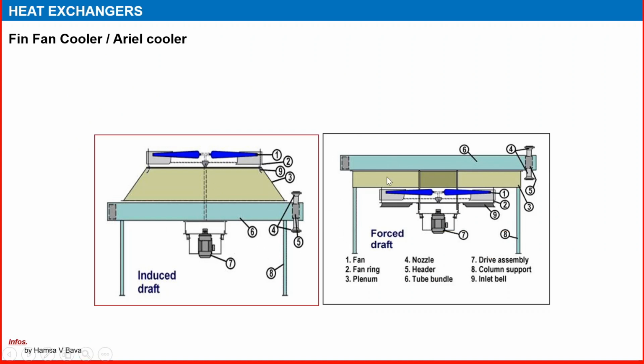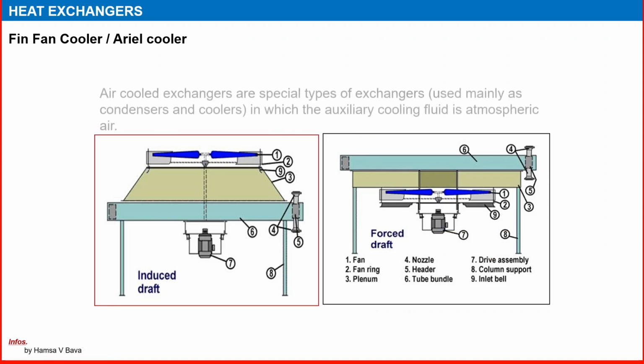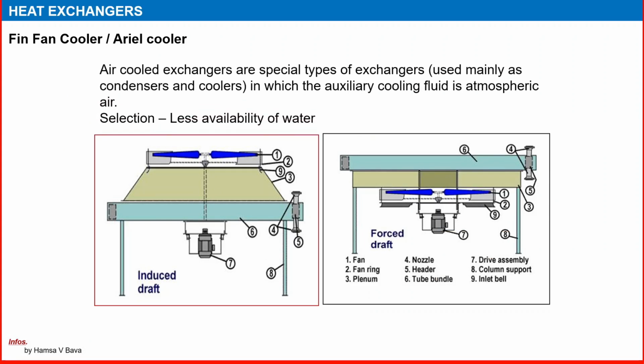We will see the details, constructional details, and operational advantages and disadvantages. Air cooled exchangers are a special type of exchanger used mainly as condensers and coolers in which the auxiliary cooling fluid is atmospheric air. That is the important point. The auxiliary cooling system is atmospheric air, which is also freely available. The selection is made where the availability of water is limited. In that case, we are using a fin fan cooler.